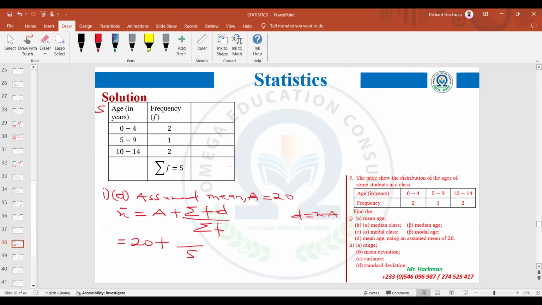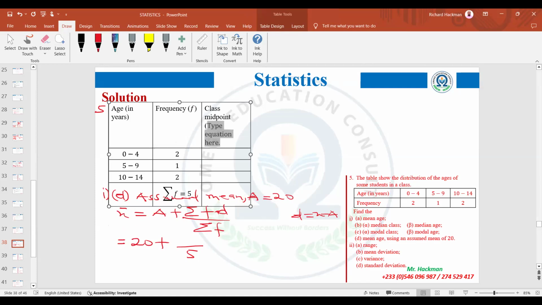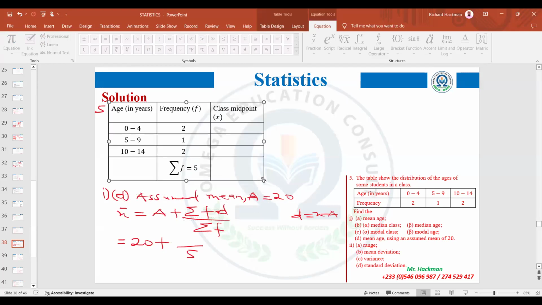So we need to create another column for X, like you just said. That is going to give us our class midpoint. So we have class midpoint, and in brackets, X will come. That will be your representation for X. So let's go and find the midpoint for each of the classes.